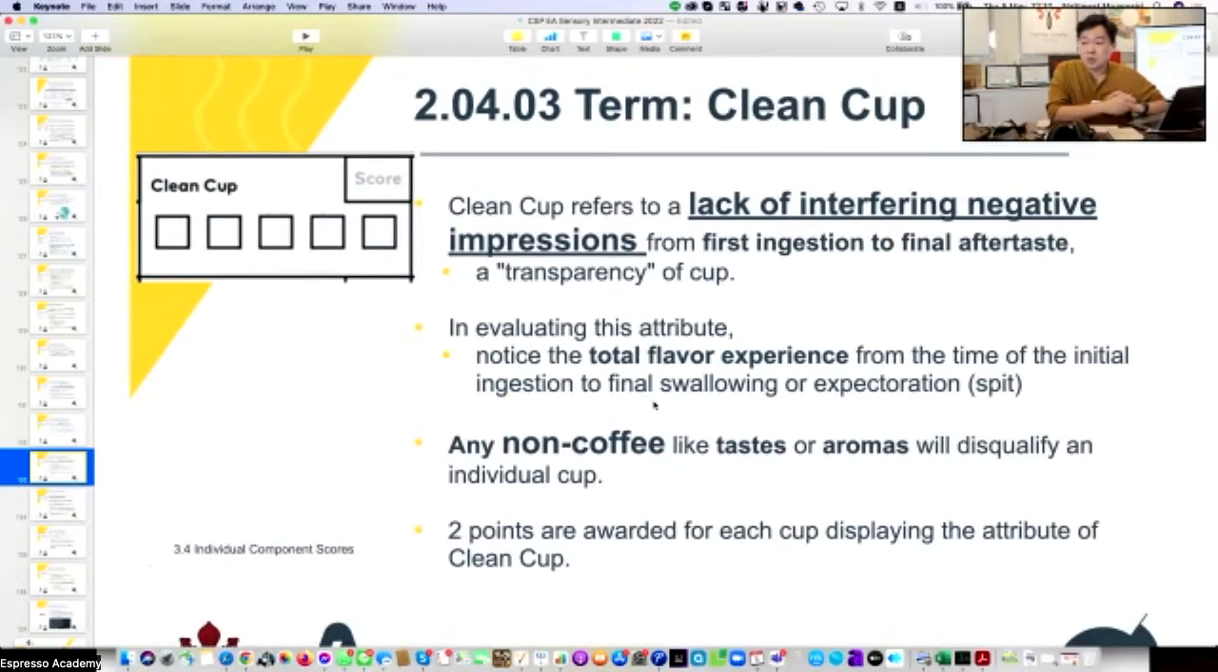Clean cup. The best definition of clean cup is non-coffee at the bottom.